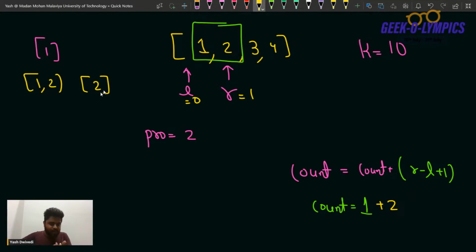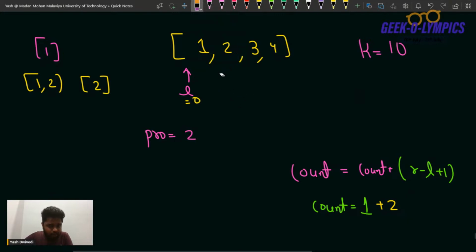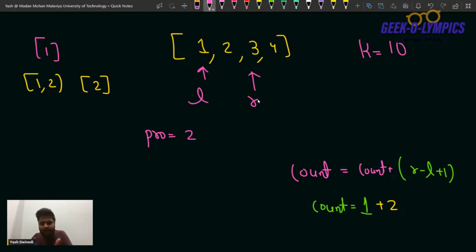Is this clear, guys? When you have this 1 comma 2, basically what you are doing is, first of all you are considering this one and then this one. So that is how you will have two subarrays. That is how this sliding window or pointer concept is helping you here. Now after that, my L is still here because I don't need to move it, and my R will move here, right?